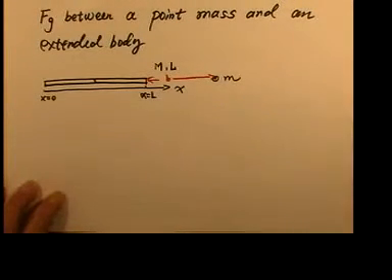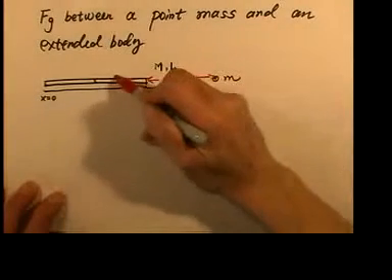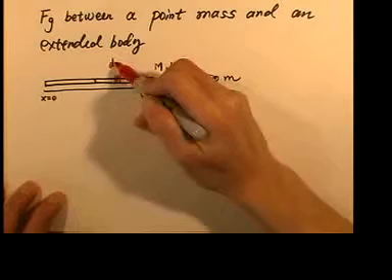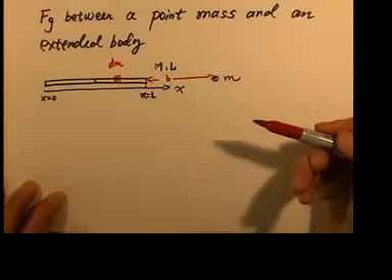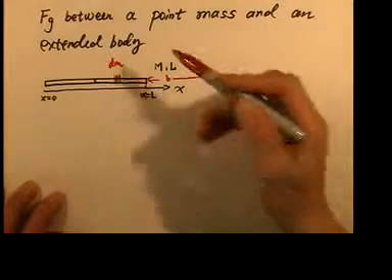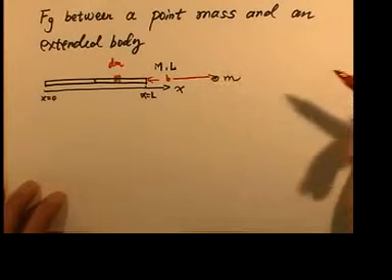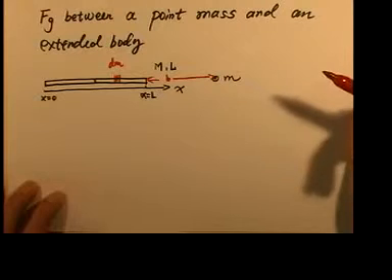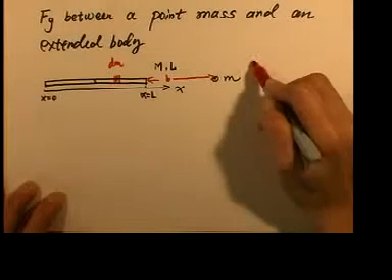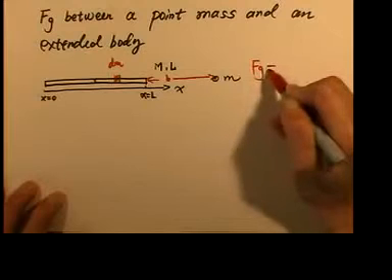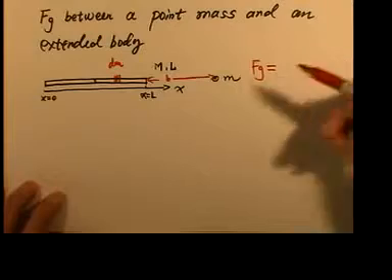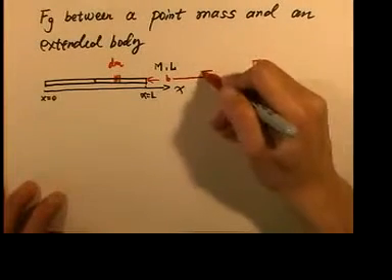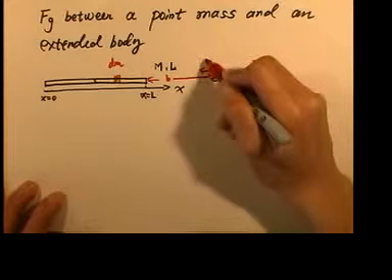What we need to do is cut a very small piece and name it dm. Since it's so small, we treat it as a point mass. So let's calculate the gravitational attraction between this point mass dm and the mass m. Since both are points, we can directly apply the equation for gravitational force Fg between two point masses. Let's say the force that dm exerts on this little m is called dF.